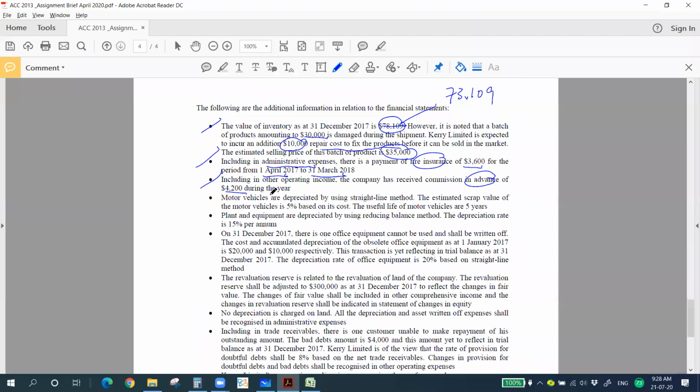Motor vehicles are depreciated by using straight line method. The estimated scrap value of the motor vehicle is 5% based on the cost. The useful life of motor vehicles is 5 years. So obviously, this is related to the depreciation of motor vehicles. The next one also refers to the depreciation. All the depreciation and asset written off expenses shall be recognized in administrative expenses. So when we calculate the depreciation, we should put the depreciation amount in the administrative expenses.